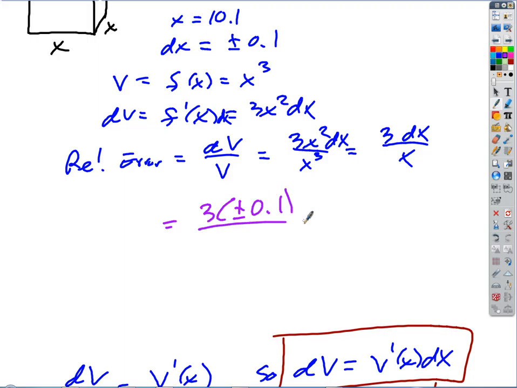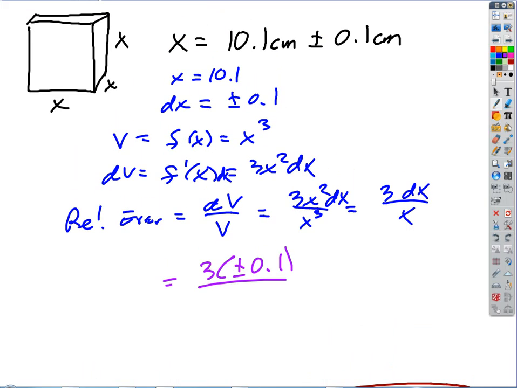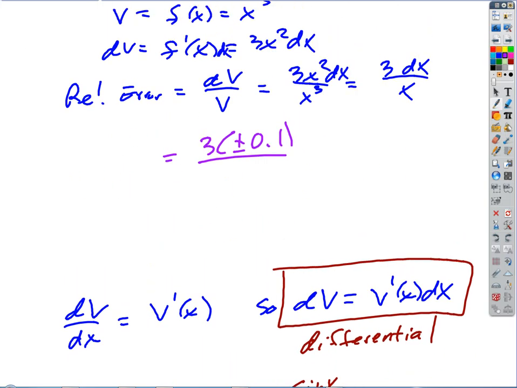Divided by, and here's something else. Notice that the units cancel. If I did include the units, it's plus or minus 0.1 cubic centimeters, right? Did we measure this in centimeters? I think we did, yeah. Centimeters, sorry.